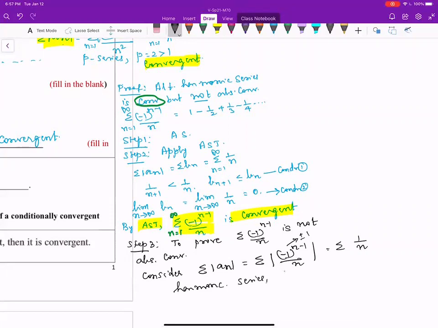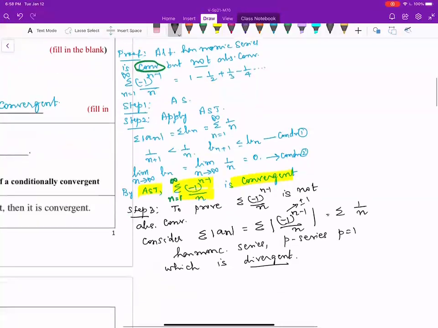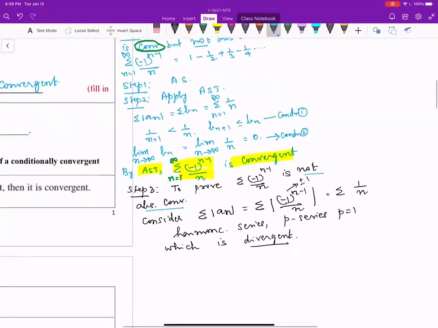Or you can say, either way, a p-series with p equal to 1. In either case, it is a divergent one. So that proves that it's not absolutely convergent. This proves that sigma (negative 1) to the power n minus 1 over n is not absolutely convergent.